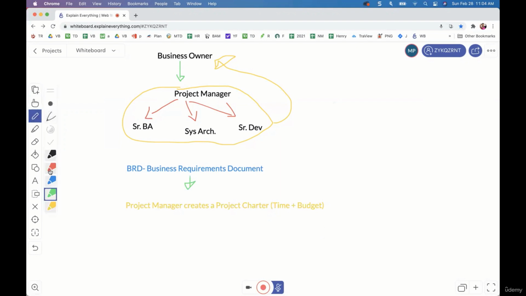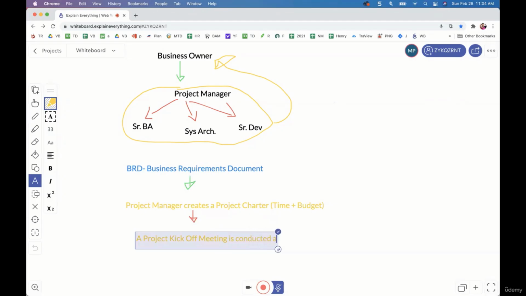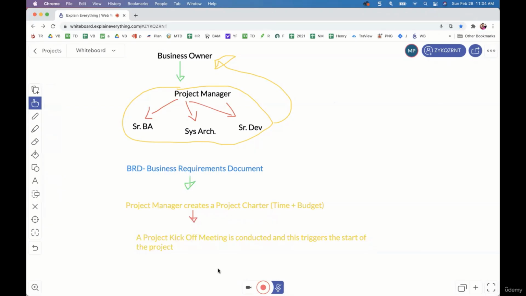And then once the business owner agrees to the time frame and how long it will take for the team to do the project, the next thing that happens is a project kick-off meeting is conducted. And this triggers the start of the project. So a project kickoff meeting is conducted. So what is a kickoff meeting?